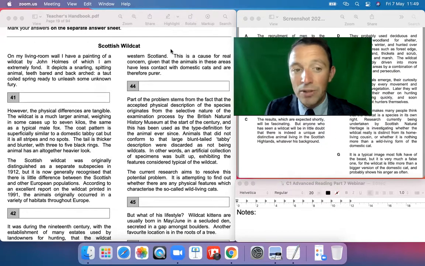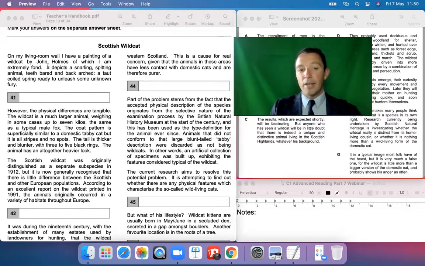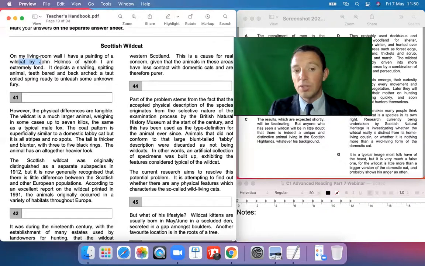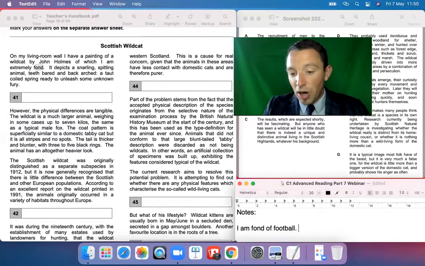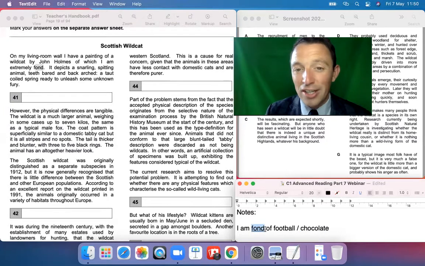So on the left, I'm going to begin. Here we have a painting in my living room of the wildcat John Holmes, of which I'm extremely fond. The word fond is very important. For example, I am fond of football, I am fond of chocolate, and the significance is you really like or you really enjoy football or you really enjoy chocolate. So you're a fond supporter, or this person is very fond of chocolate, and that means they really like chocolate.